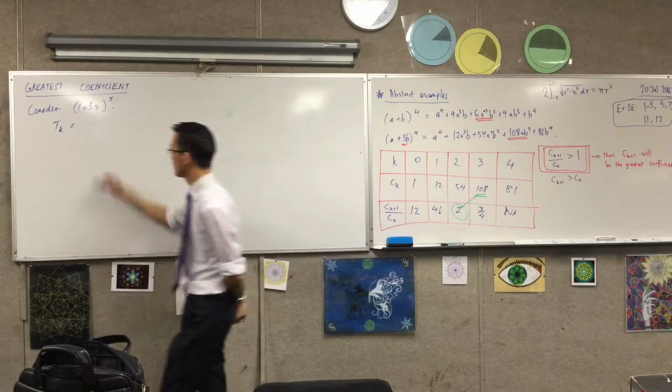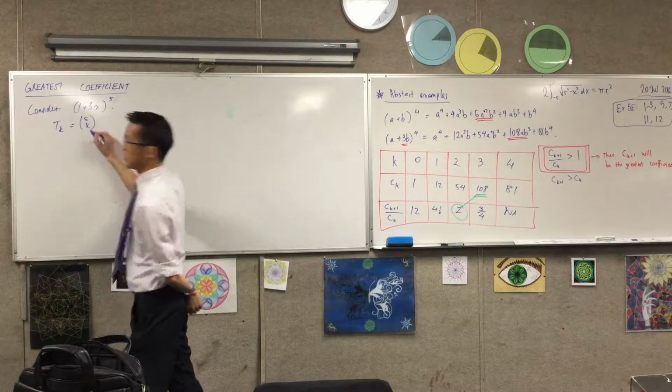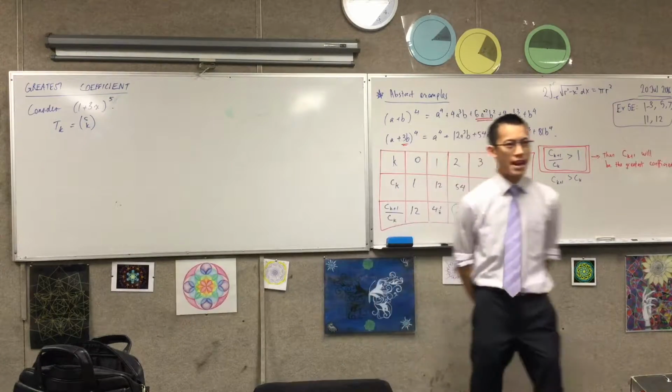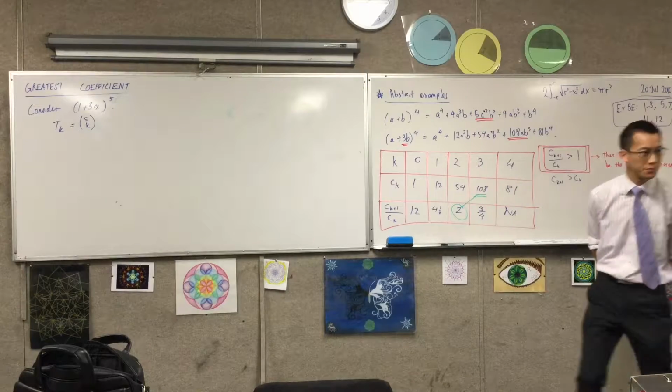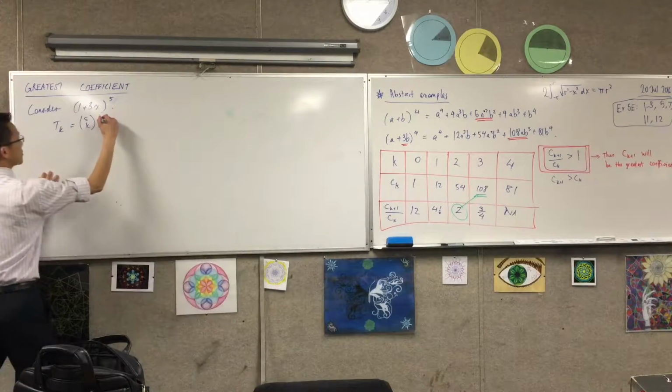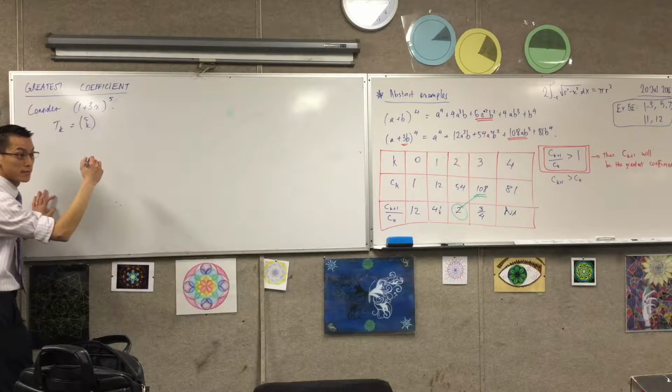I'll give you a clue. It starts with 5Ck. What am I going to write next? What are the extra bits? 1 to the power of k. Wait, sorry, no, 1 to the power of 5 minus k.